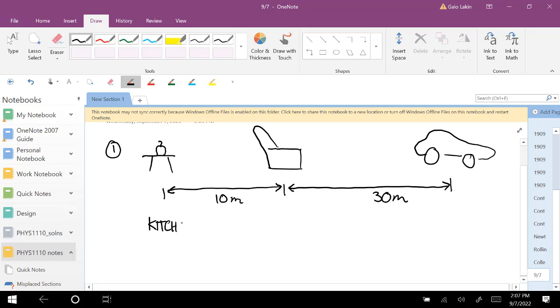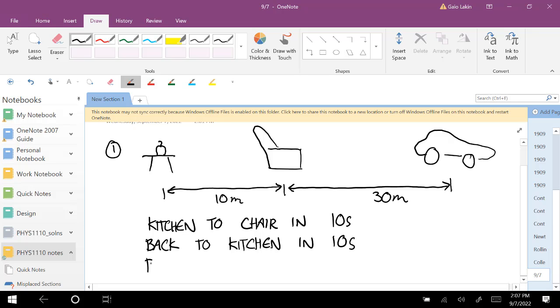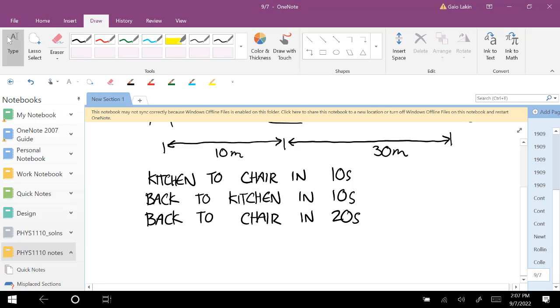So let's say I go from the kitchen to the chair in 10 seconds, but then I forgot my breakfast on the counter. So then back to the kitchen in 10 more seconds. Then back to the chair in 20 more seconds. It's slower because I'm getting demoralized. And then it's time to go to work.